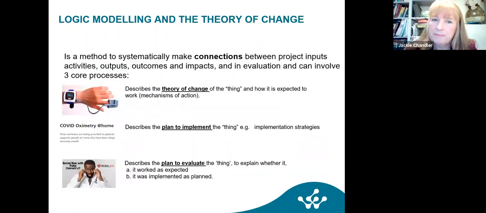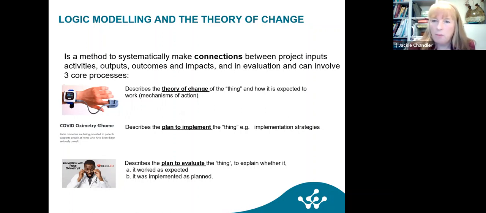Next slide, please. So logic modelling and theory of change, we've had that set out for you. But what we're really doing is trying to systematically make connections between these different activities: what you need, what you're going to do, what you'll get out of it, and what the effects are going to be on those that you're trying to have some impact on. And there are three core processes that we're trying to get people to understand.